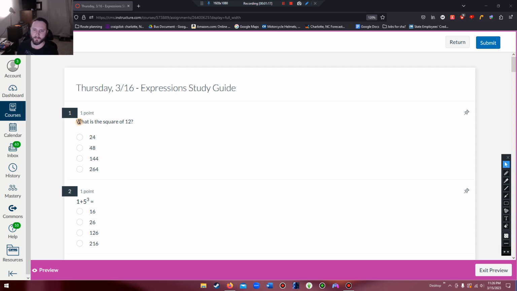For number one, what is the square of 12? If you don't remember, square just refers to the exponent. So this would be the square of 12. A number squared means it has the exponent of 2. So that means that 12 is being multiplied by itself 2 times. So it's 12 times 12, which equals 144. So the answer to number one should be 144.